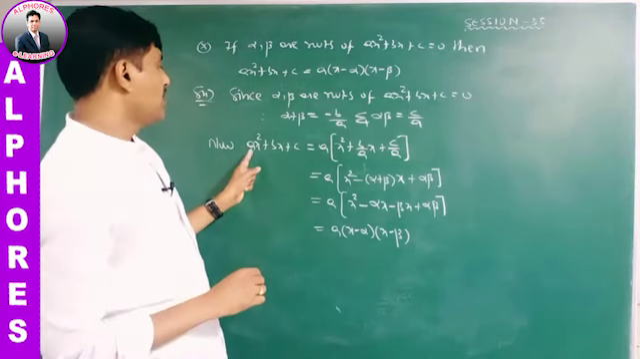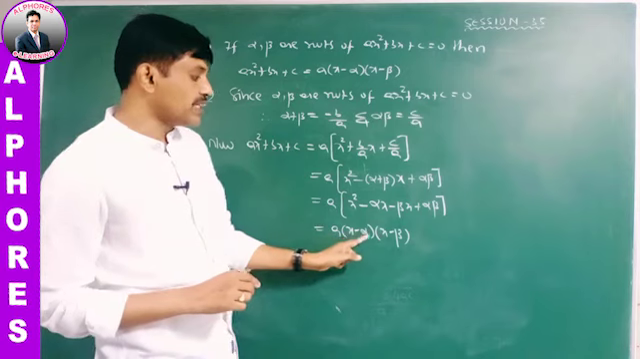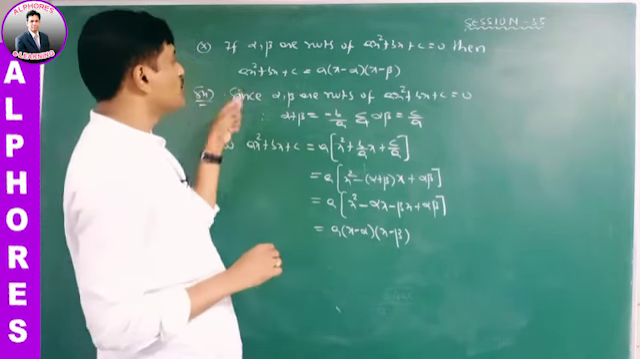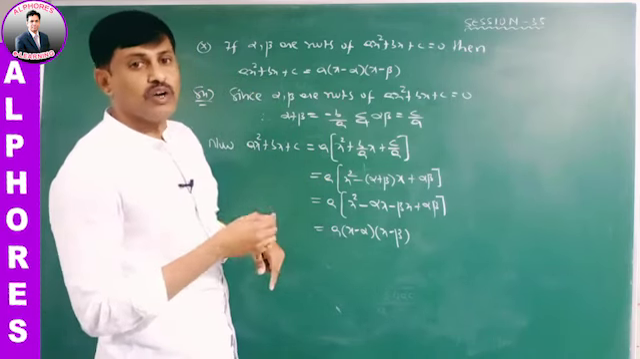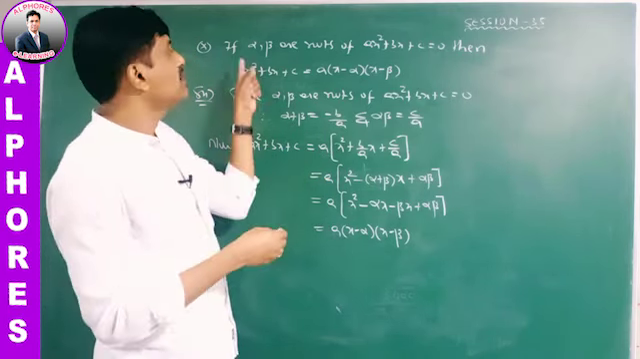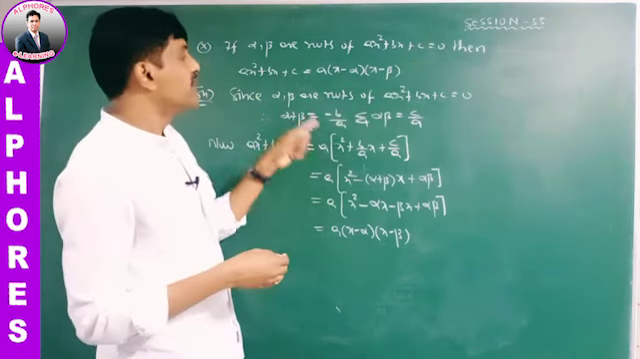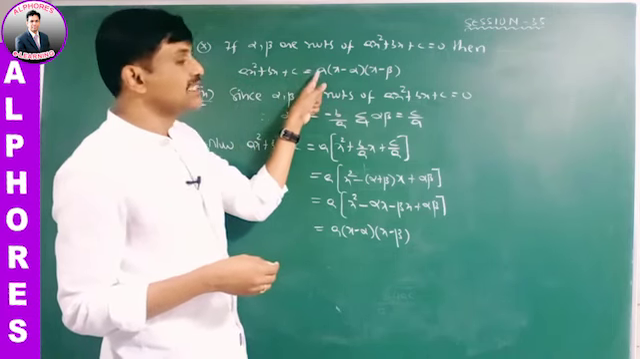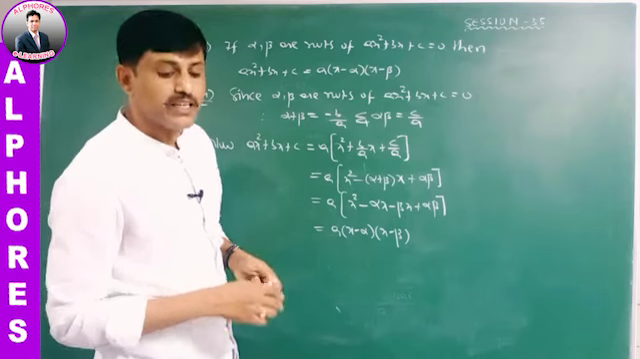If ax square plus bx plus c is equal to a times of x minus alpha into x minus beta, then alpha comma beta are roots of ax square plus bx plus c is equal to 0. Or if alpha beta are roots of ax square plus bx plus c is equal to 0, then ax square plus bx plus c can be written as a times of x minus alpha into x minus beta.